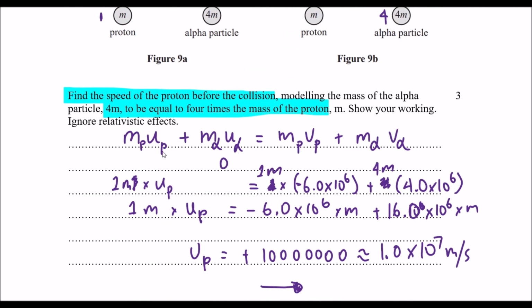This one's relatively straightforward. We're just looking at the conservation of momentum formula to find velocity. If you want more challenging ones, then you would have a look at assessing whether or not this collision was elastic or inelastic.